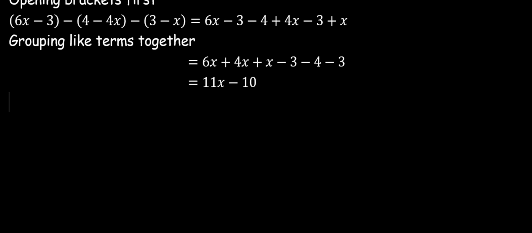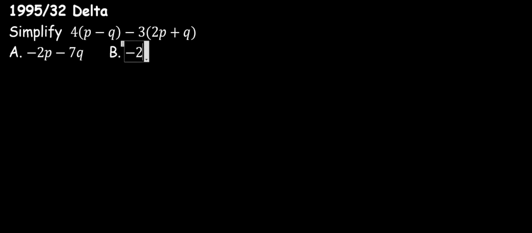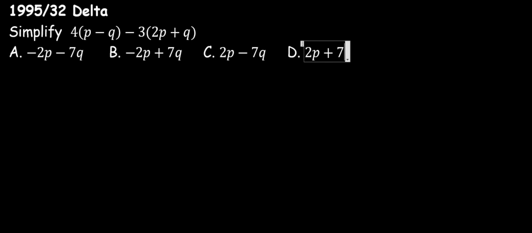Another example. Simplify 4(p − q) − 3(2p + q). The options are given. A, minus 2p minus 7q. B, minus 2p plus 7q. C, 2p minus 7q. D, 2p plus 7q. E, minus 2p plus 9q.